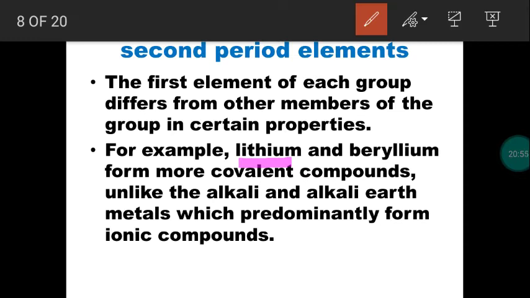First group elements are what? Hydrogen, lithium, sodium, potassium, rubidium, cesium, francium. So these are the first group elements. Hydrogen cannot be fixed in the first group, because hydrogen can act as an alkali metal as well as a halogen. So the position of hydrogen is not a fixed one.